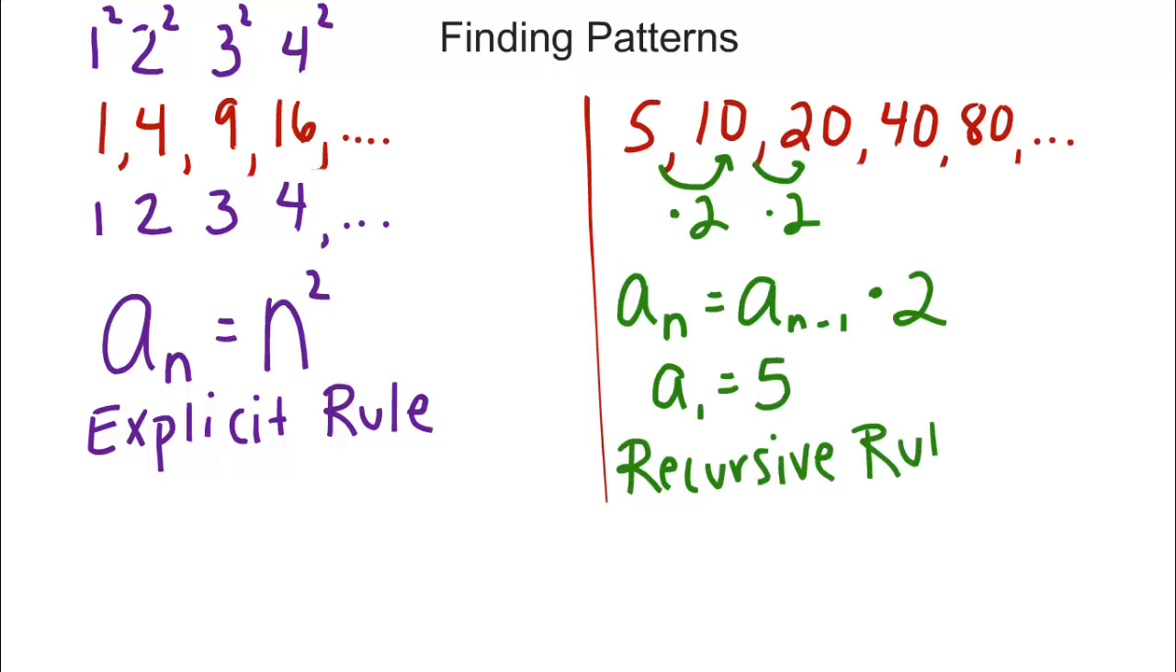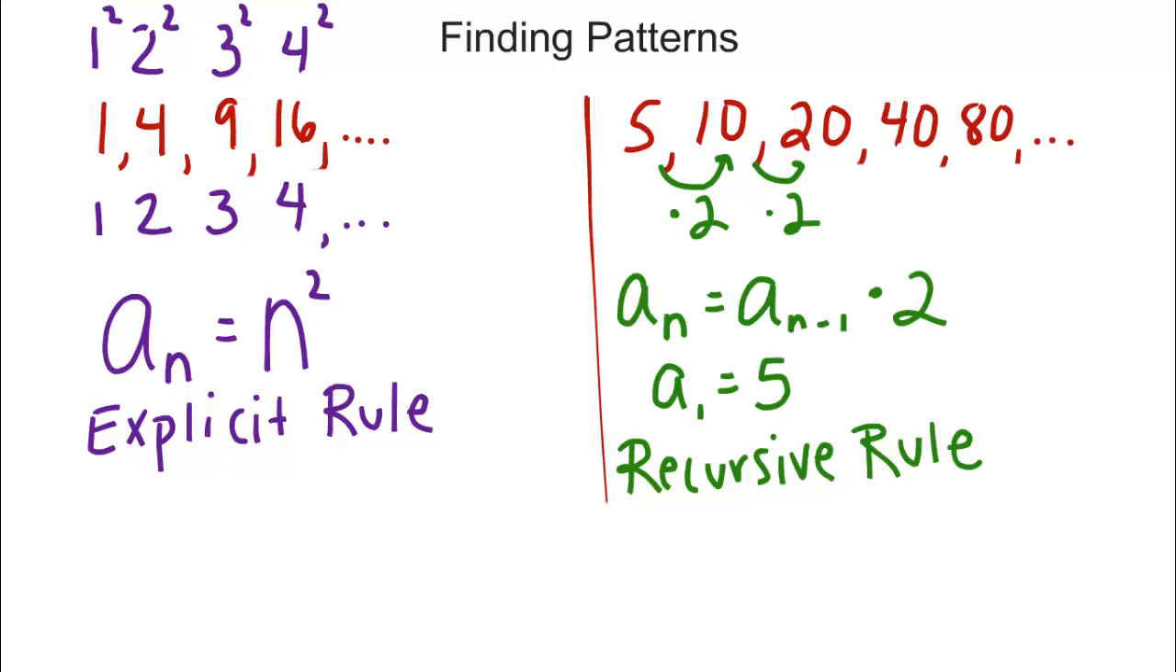For some sequences, the recursive rule will be much easier to find. For some sequences, the explicit rule will be much easier to find. For a lot of sequences we see, we'll be able to get both a recursive and an explicit, but sometimes one is easier than the other. So I just wanted to show an example of where the explicit rule was easier, where the recursive rule is easier. And down the road, we will see some sequences where I'm asking you to find both the explicit and the recursive. But we will generate some more formulas for that.